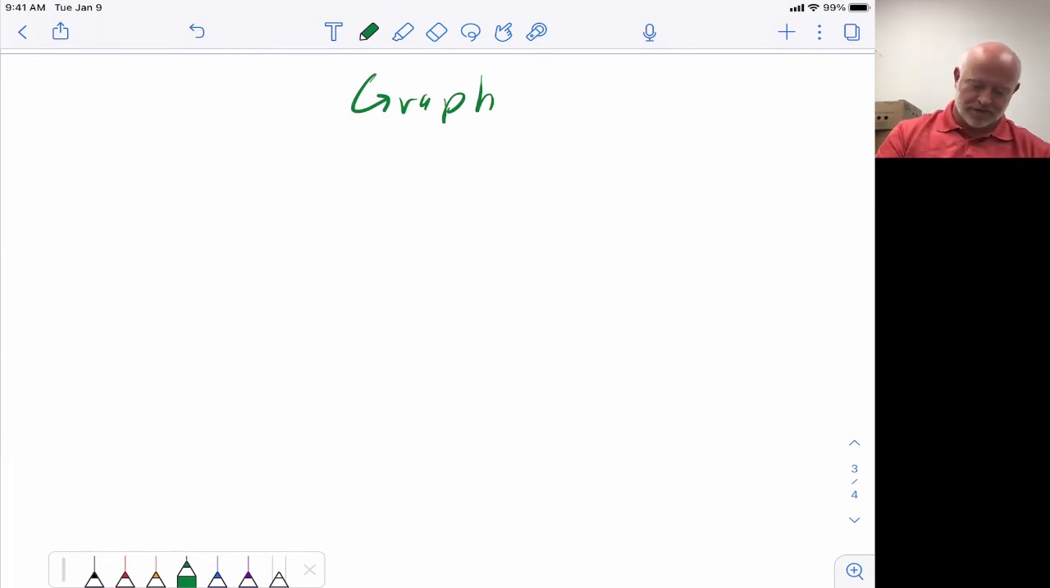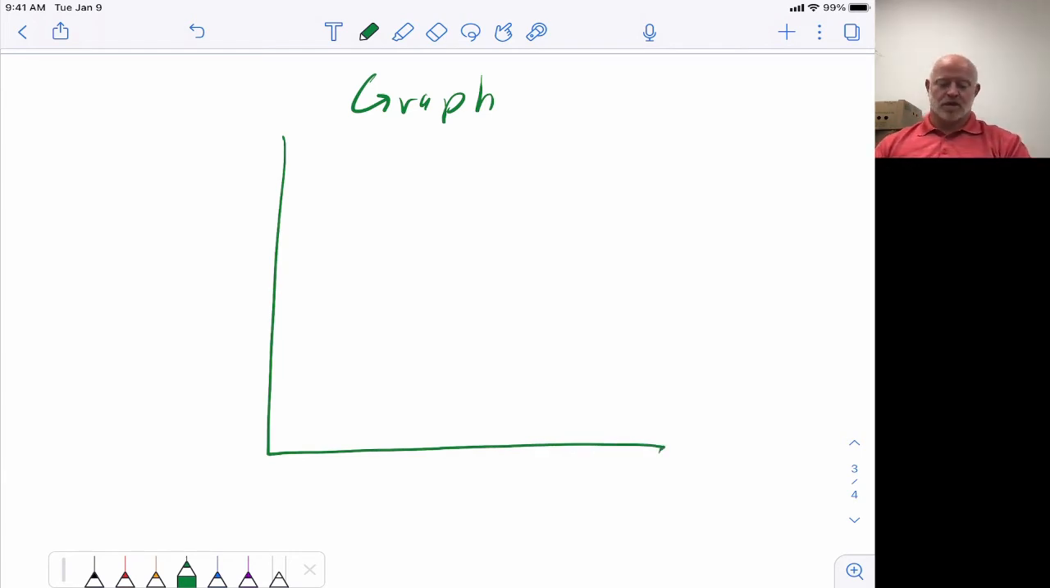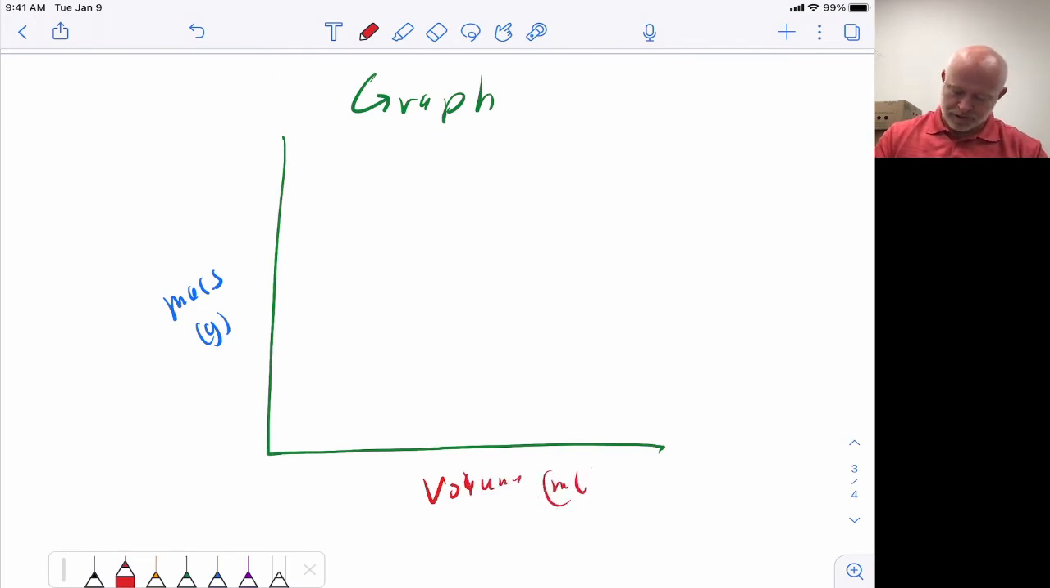Okay, so as I graph this, one possibility is I want to put my mass in grams on my y-axis, and maybe I want to put my volume in milliliters on my x-axis. Now as I graph different things, so let's say I take these two objects. They have different masses, they have different volumes, but they both have the same density because they're the same material. These are both copper. So I can put both of these on my graph, okay?